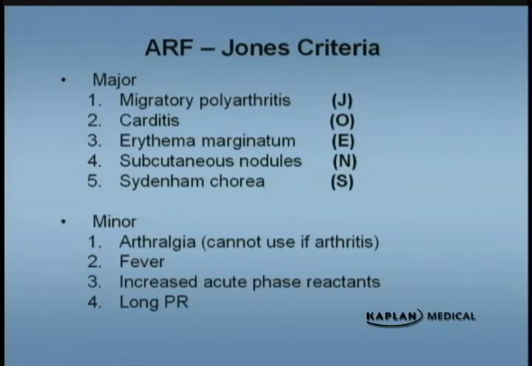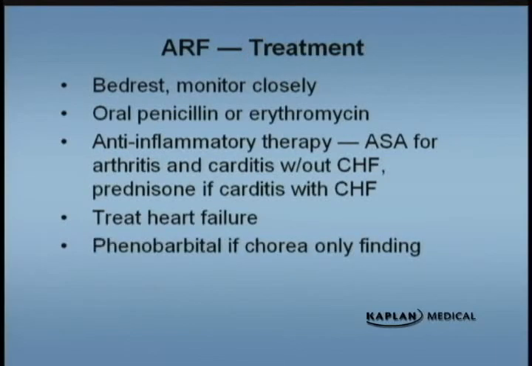Remember, if arthritis is one of your major criteria, you cannot use arthralgia as a minor criteria. That's like double dipping. You can't use it twice because arthritis also gives us arthralgia. So if arthritis is a major, then you need to look for something other than arthralgia as a minor criteria. You absolutely, positively need to know the Jones criteria because it is a clinical diagnosis.